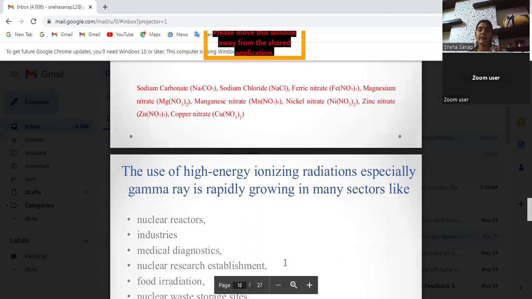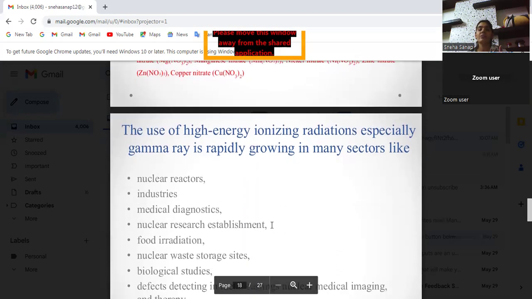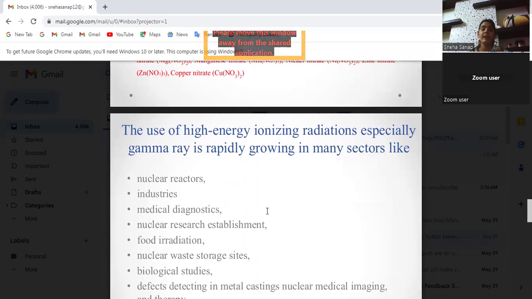The use of high energy ionizing radiation, especially gamma rays, is rapidly growing in many sectors like nuclear reactors, industries, medical diagnostics, nuclear research, and food irradiation. When we have to preserve our food in the fridge, at that time we are also using the attenuation coefficient, and in nuclear waste storage sites. In biological studies, in CT scans and X-rays also, we are using this attenuation.